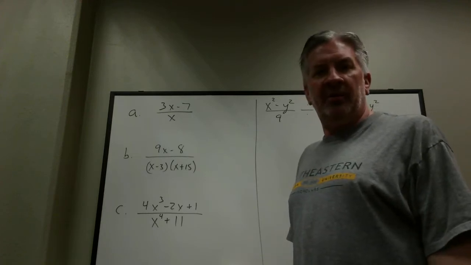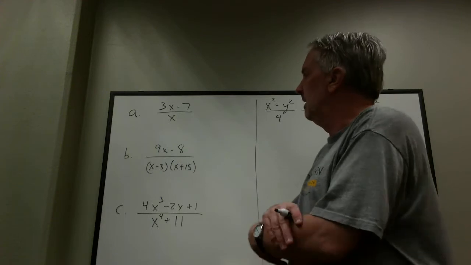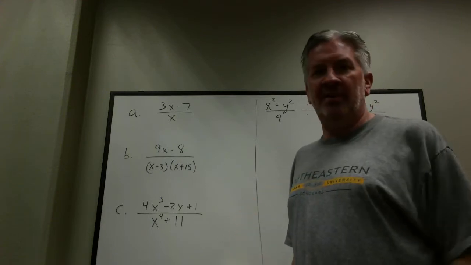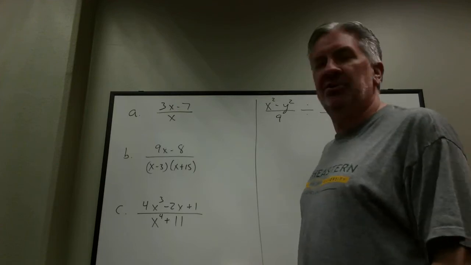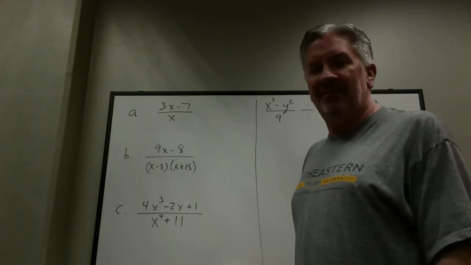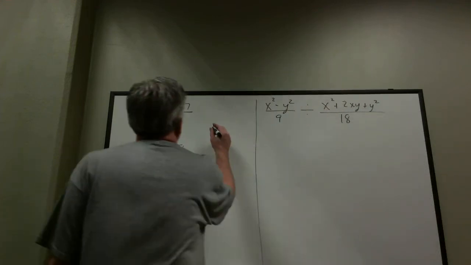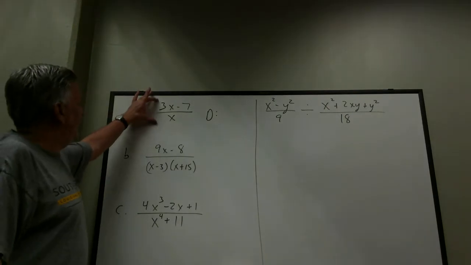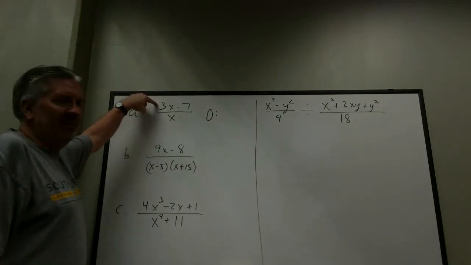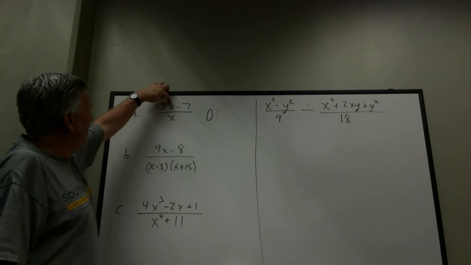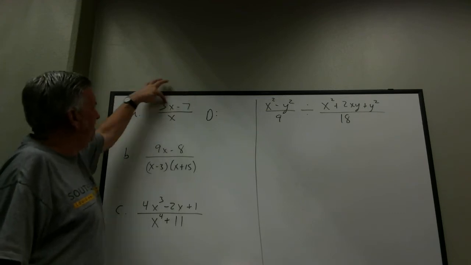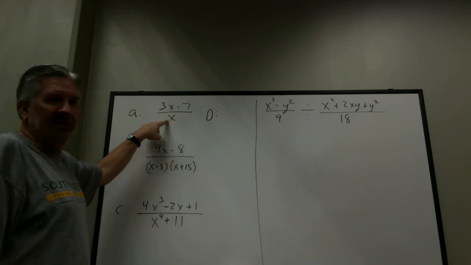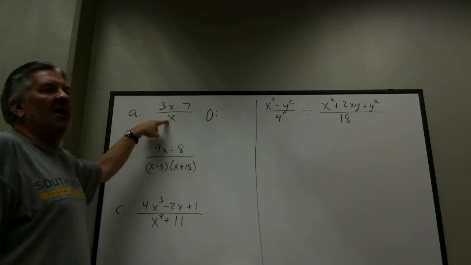Now, where do we have problems with undefined items? I just mentioned you can never divide by 0, and that's the issue with rational expressions. So let's look at example A. I'm going to put D for domain here. What's the domain of this rational expression? The numerator doesn't have anything to do with anything. If I plug any number in for x and take 3 times that number minus 7, you'll get a number in the numerator. From that point of view, you can put anything in and that number will make sense. But what's the issue here?